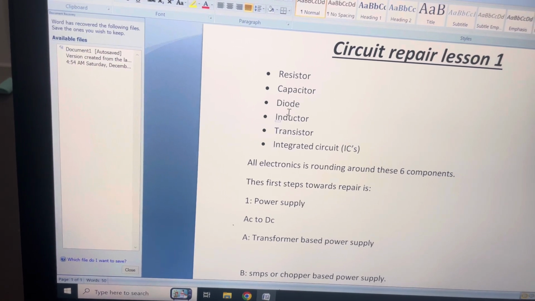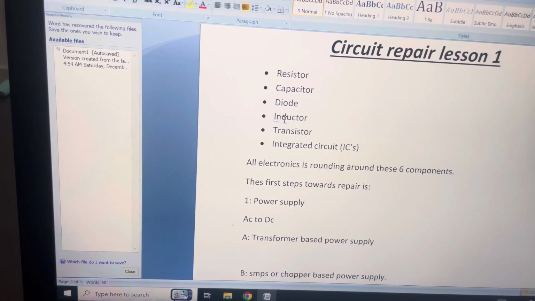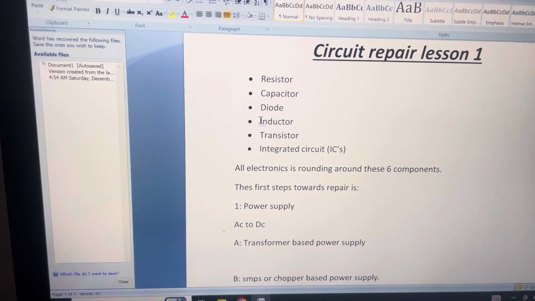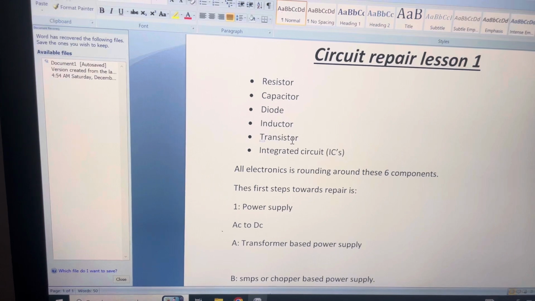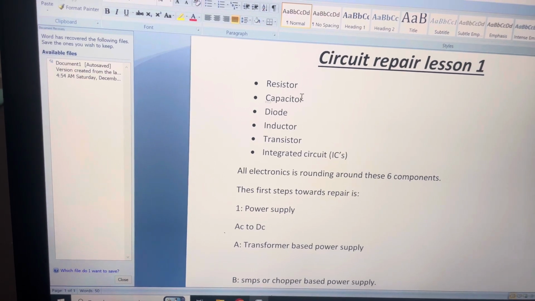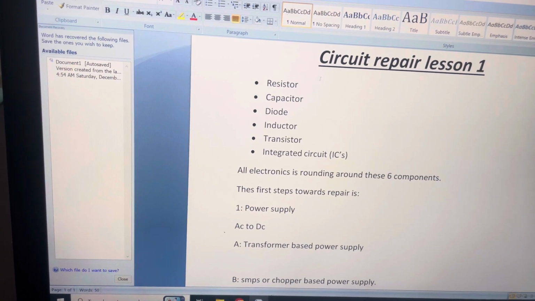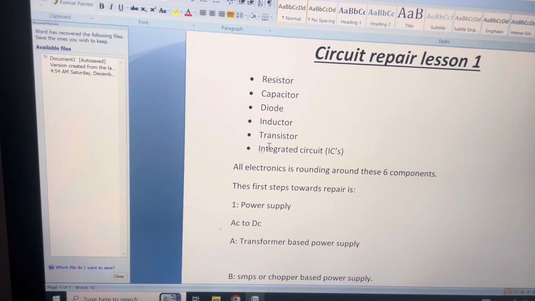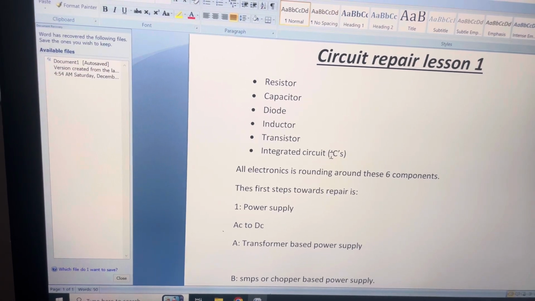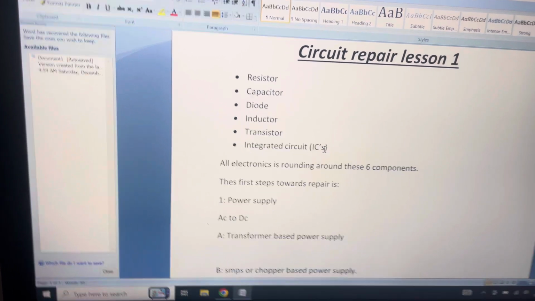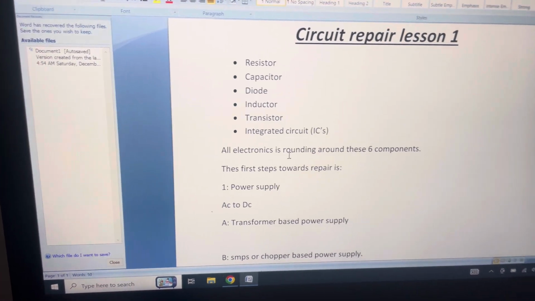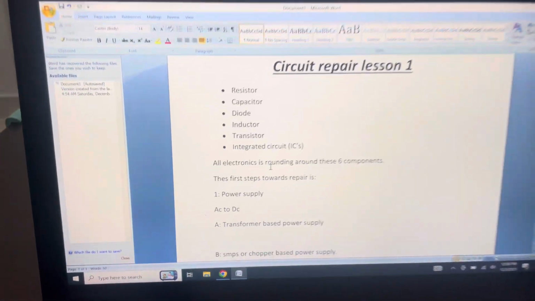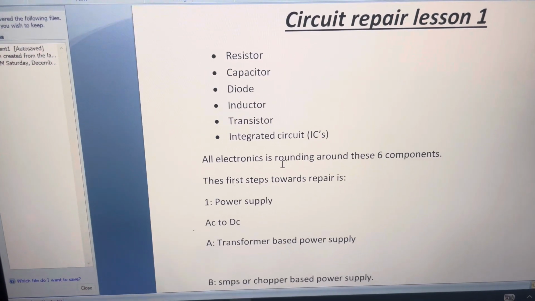An inductor is a very rigid component, and there is very little chance that it goes faulty. Similarly, a transistor has very little chance. After checking all of these, if everything is okay, then we will go towards the integrated circuits, the ICs. So the main and core things are these six.